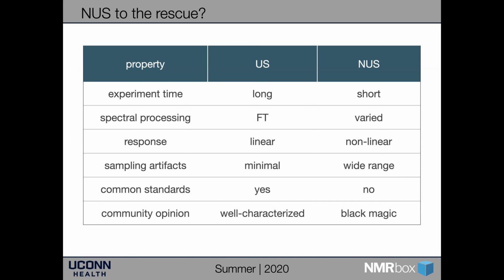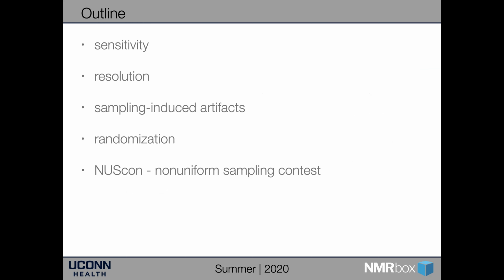So in terms of a community opinion, at the end of the day, uniform sampling is well characterized, pretty straightforward. And with non-uniform sampling, we're still standing here making the claim, you can collect less data, get a better experiment, and some people view that as black magic.